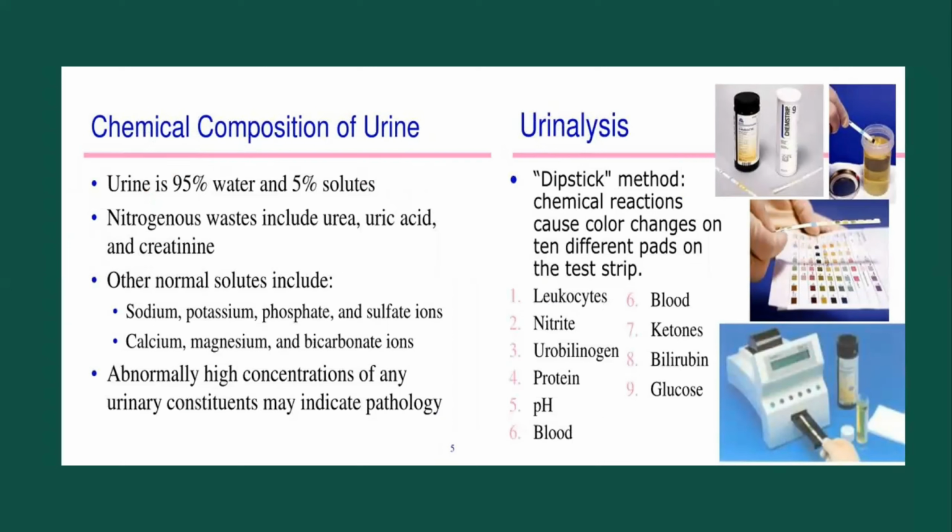Urine is 95% water and 5% solute. It contains nitrogenous waste like urea, uric acid, and creatinine. Other normal solutes are sodium, potassium, phosphate, sulfate, calcium, magnesium, and bicarbonate ion. Abnormally high concentration of any urinary constituents may indicate pathology.